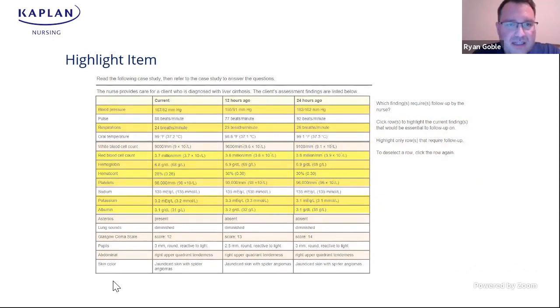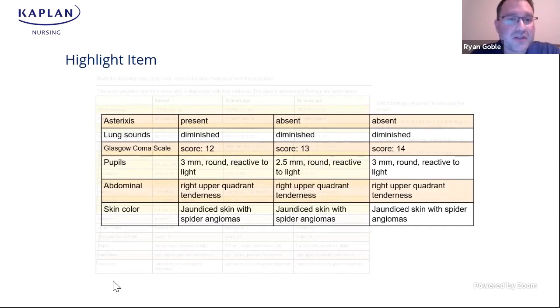From the physical assessment findings, what's concerning to the student? Well, the fact that asterixis was absent 24 hours ago, 12 hours ago, and now it's present. That can indicate hepatic encephalopathy, so the student should be concerned. As the nurse, they would want to follow up on that. Of course, the diminished breath sounds and the decreasing Glasgow Coma Scale score. Here, we're not really concerned about the pupils. They're normal. It's expected for the right upper quadrant to be tender because the client has liver cirrhosis. And because the client has liver cirrhosis, it's expected that the client would have jaundiced skin and spider angiomas. So we wouldn't follow up on that immediately.